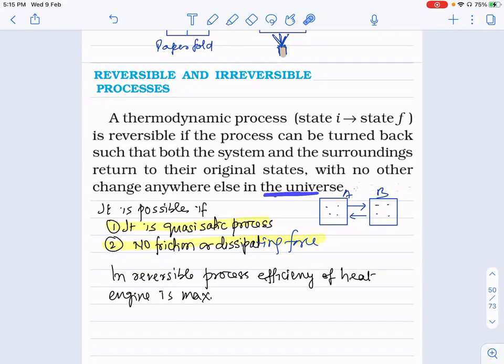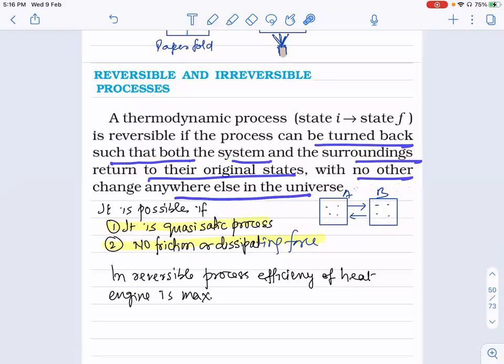The forces should be balanced, temperature should be equal. That process is called reversible process. अगर हमने वापस लिया, let us see thermodynamic process. State I to state F is reversible if the process can be returned back such that both the system and surroundings return to their original state. Original state में वापस आ जाए with no other change anywhere else in the universe. अगर वापस आ सकते हैं, that process is called reversible process.